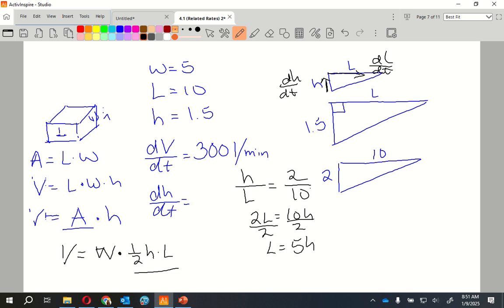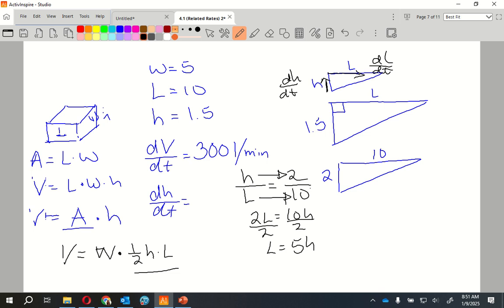Can't I flip the L and H? So 2 is the height, right? Length is 10. So as we do cross products here for the ratio, that's where I get that from.